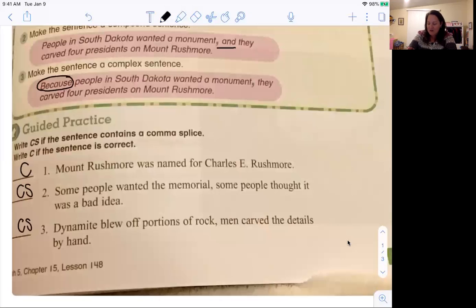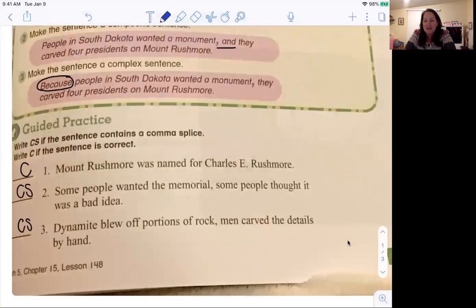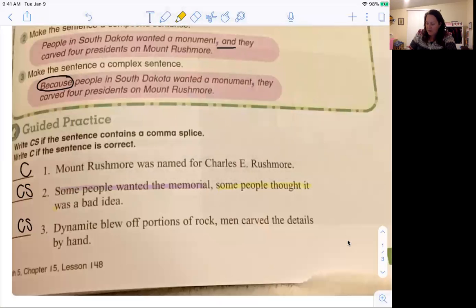Now, what I want to do is go back and fix these sentences, number 2 and 3. Let's look. So we have 2 independent clauses, basically. We have some people wanted the memorial, and we have some people thought it was a bad idea. So we can fix this by making 2 complete sentences. We can say some people wanted the memorial. Some people thought it was a bad idea.